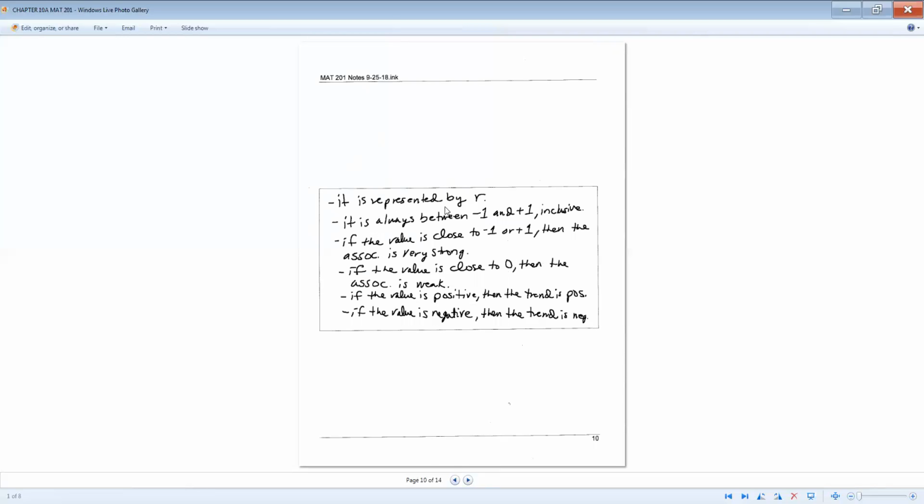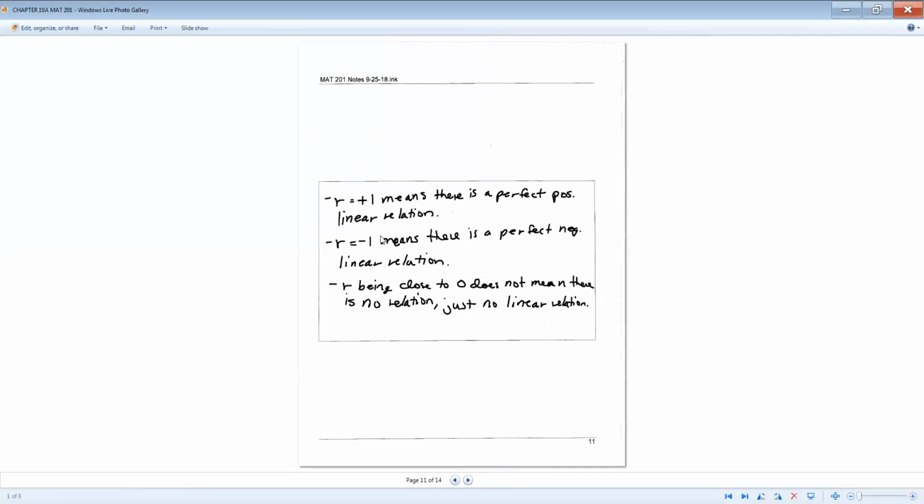It's represented by R, and it's always between -1 and +1 inclusive. If the value is close to -1 or +1, then the association is very strong. If the value is close to 0, then the association is weak. If the value is positive, then the trend is positive. If the value is negative, then the trend is negative.